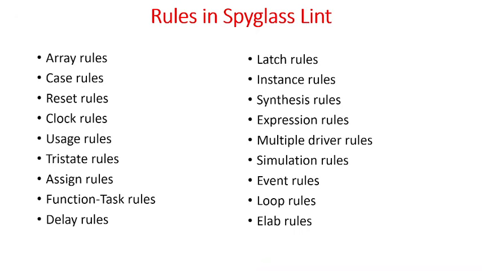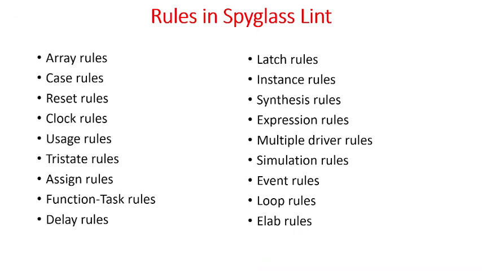Array rules, like if we have a vector, all the bits of the vector have to be processed, have to be read, have to be used properly. If we miss some bits in the vector, then that will show as a lint violation. Then we have case rules. When we are using a case structure, we should ensure that the case has a default case, or it should cover all the possible combinations. It is mandatory to use a default case so that all the non-specified cases can be covered. In the absence of the default case, the lint tool will say that this is a violation.